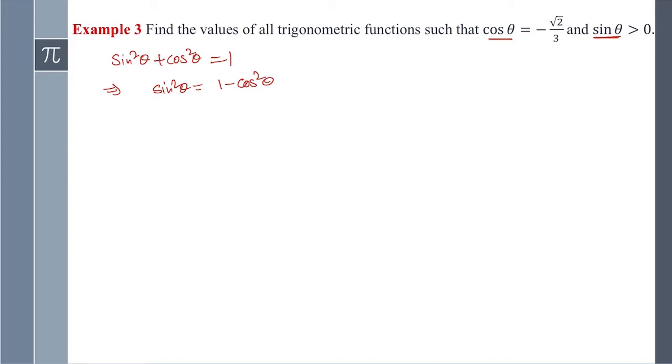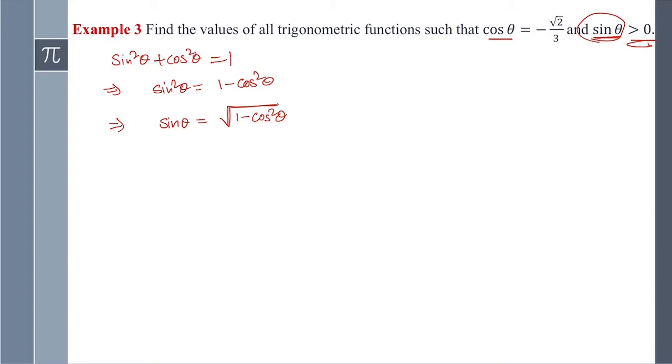Now, to find sine theta, I have to take the square root, because I want just sine theta, not sine squared theta. So if I take the square root, I have sine theta equals the square root of 1 minus cosine squared theta. Here you have to be a little bit careful. We could have both a positive and a negative value here, but our question says we want the positive value, so ignore the negative. I'm just going to take the positive value here. So this equals the positive square root of that.